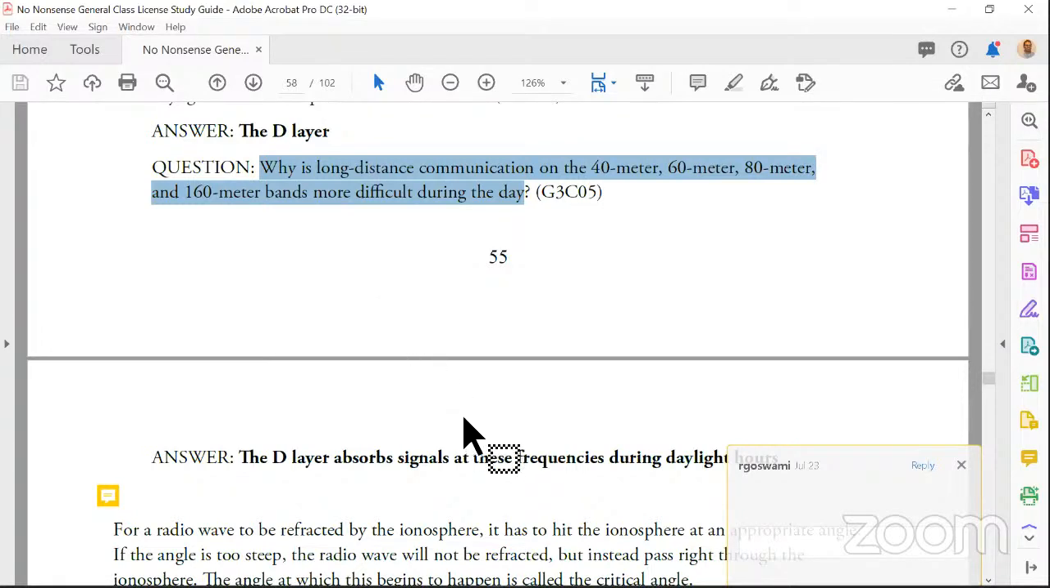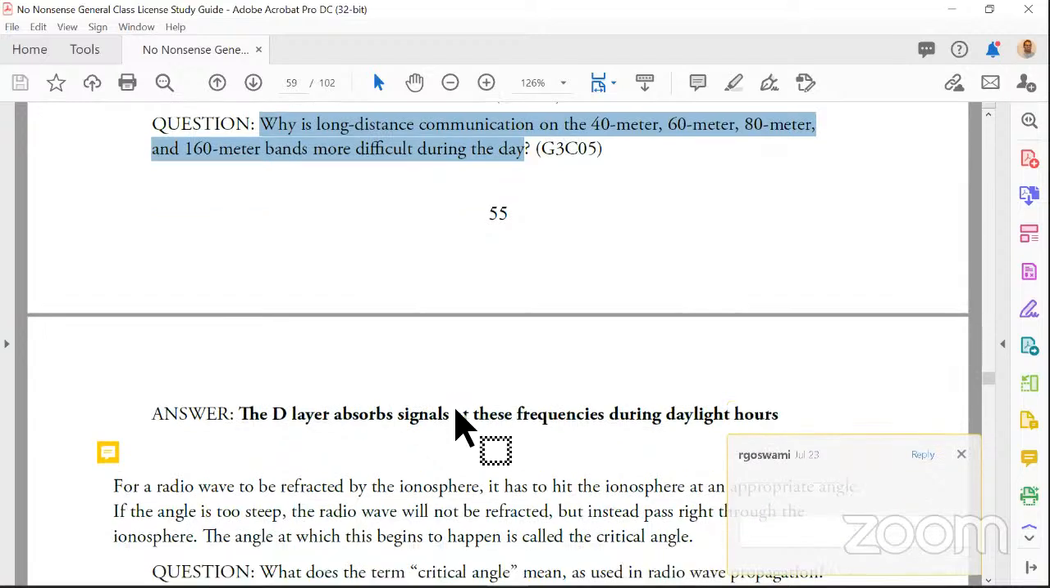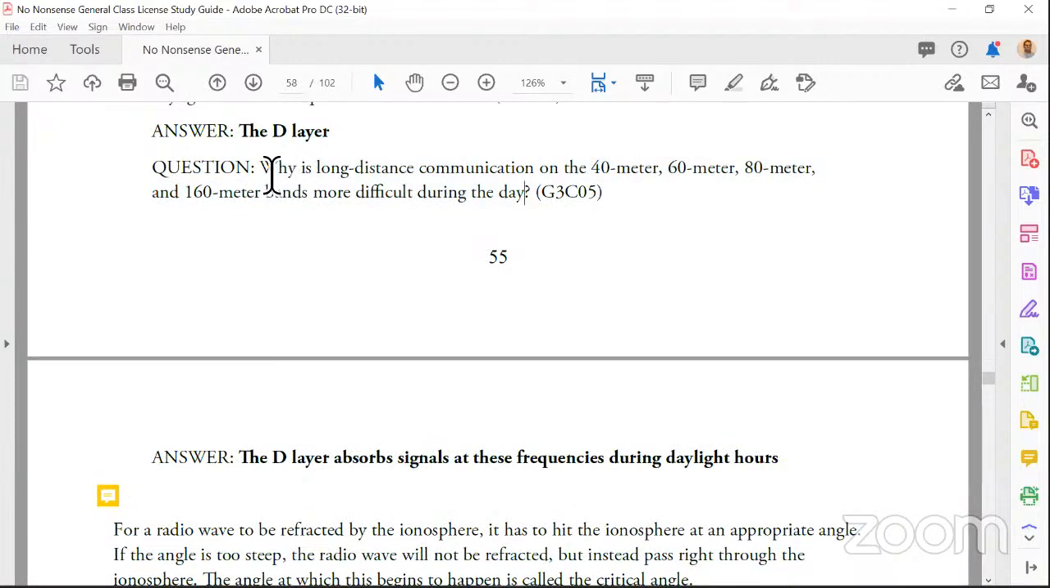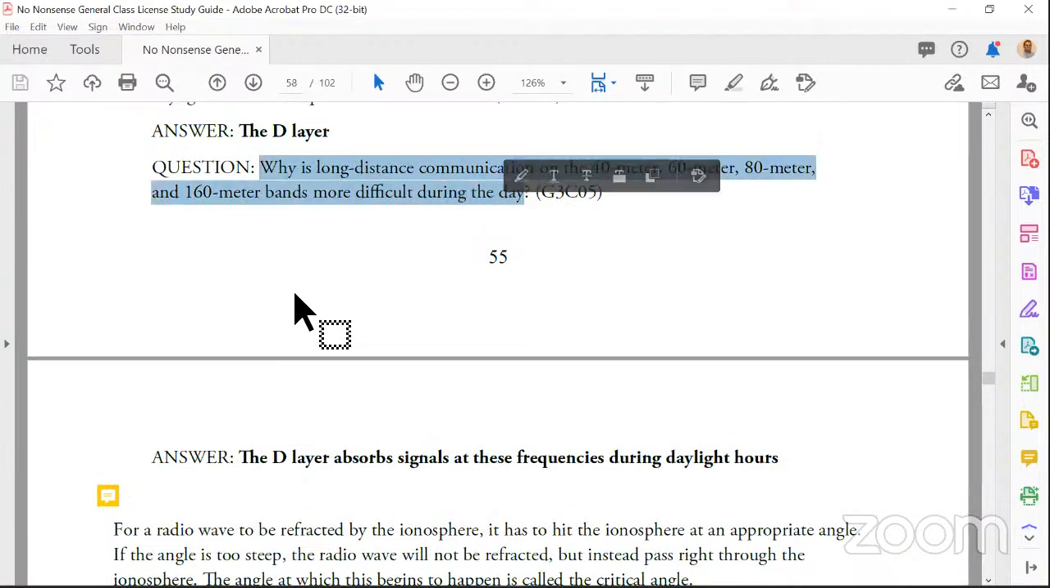Okay, last question before we go into a little theory. Why is long distance communication on the 40 meter, 60 meter, 80 meter, and 160 meter bands more difficult during the day?